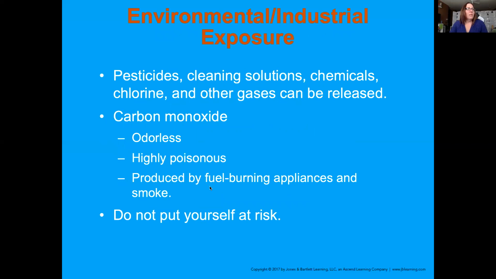All right, environmental and industrial exposure. So pesticides, solutions, chemicals, chlorine, other sorts of gases that can be released can cause problems with the respiratory system.